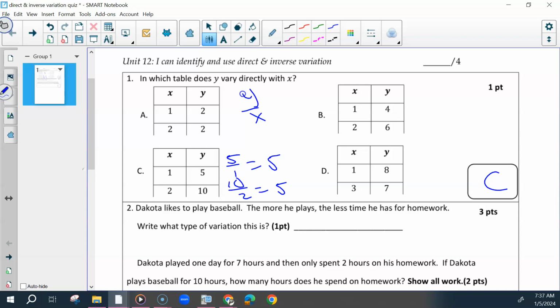Wait, so you have to show our work for that one? Yes. It doesn't say that. Correct. A lot of them don't say show your work, but you need to.